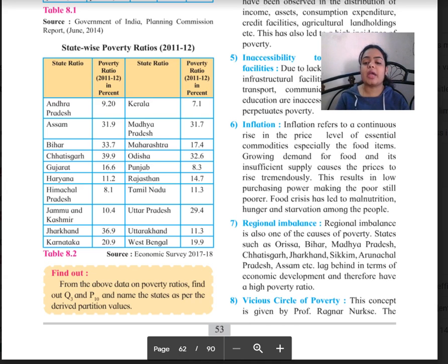States such as Orissa, Bihar, Madhya Pradesh, Chhattisgarh, Jharkhand, Sikkim, Arunachal Pradesh, Assam, etc. lag behind in terms of economic development, and therefore have a high poverty ratio. So, regional imbalance, since there are many areas which are not economically developed, and the focus is on different other things. So in these states of Orissa, Bihar, Madhya Pradesh, Chhattisgarh, Jharkhand, Sikkim, Arunachal Pradesh, Assam, they lag behind in development, and hence there is a high poverty ratio in these areas.